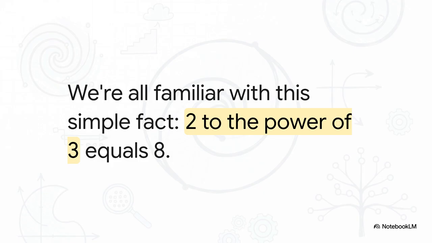Okay, let's start with something we all know, something comfortable. 2 to the power 3 is 8. You take a 2, you multiply it by itself 3 times, and bam, you get 8. Super simple, right? We're all on the same page.